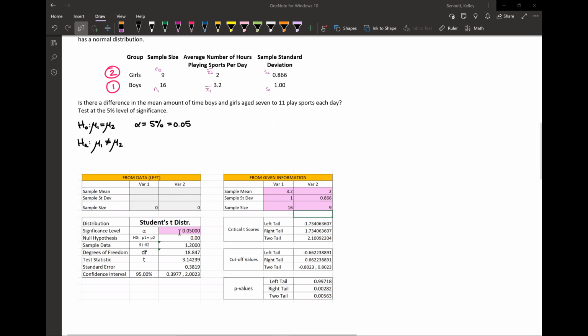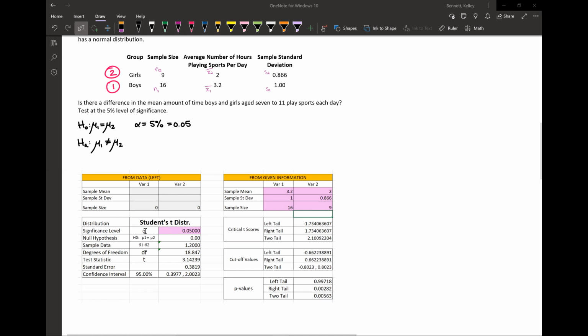Notice that when alpha was 0.05, our confidence interval was 95%, right? Because we know that alpha plus our confidence level has to equal 100%. So if you want to change the confidence interval, change alpha. What we're really going to be looking at in particular is our p-value.